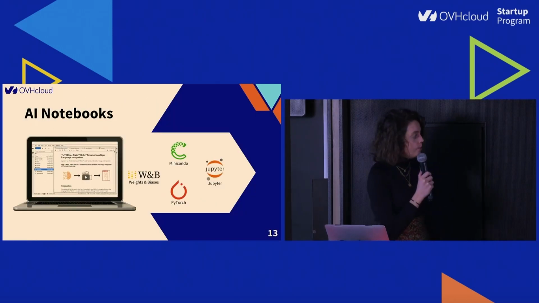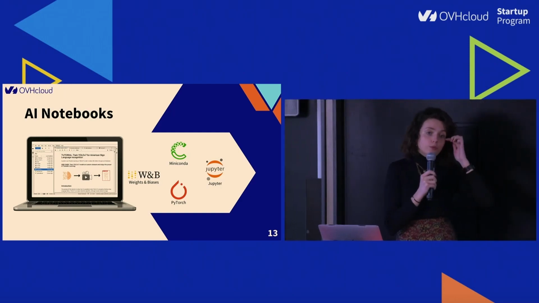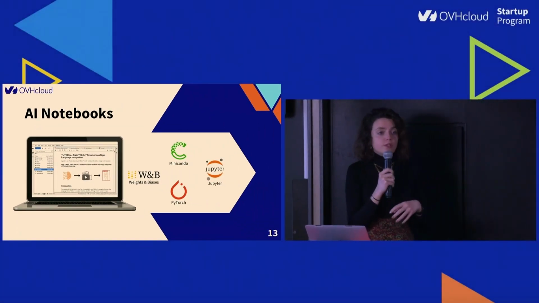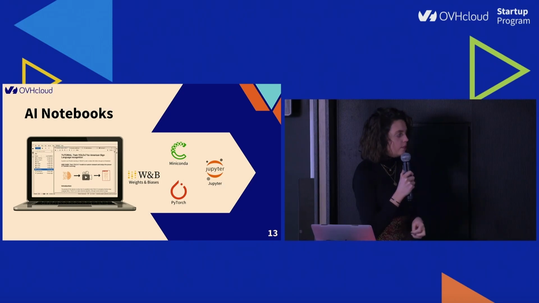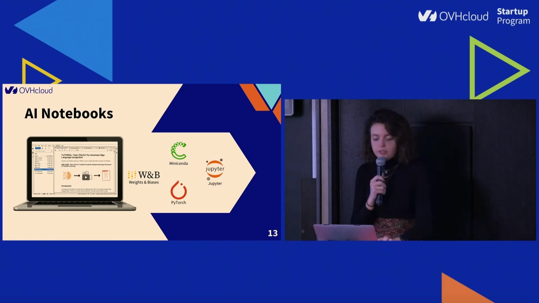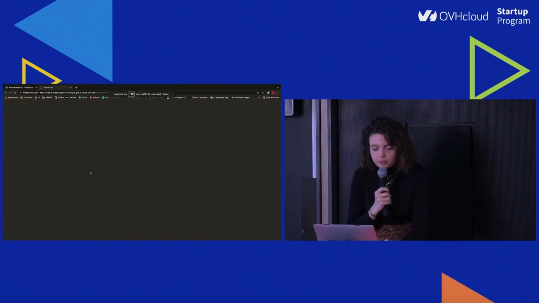Okay, so let's go. Here, I have already launched an AI notebook, an OVHcloud AI notebook to be more precise. I use the framework named Miniconda. My notebook is a JupyterLab. I will use the PyTorch library, and also Weights & Biases to see the results. Weights & Biases is a framework to see the evolution of a model during the training. It's very useful, and you will see that it's very important to compare models during a training. So I will access my notebook.